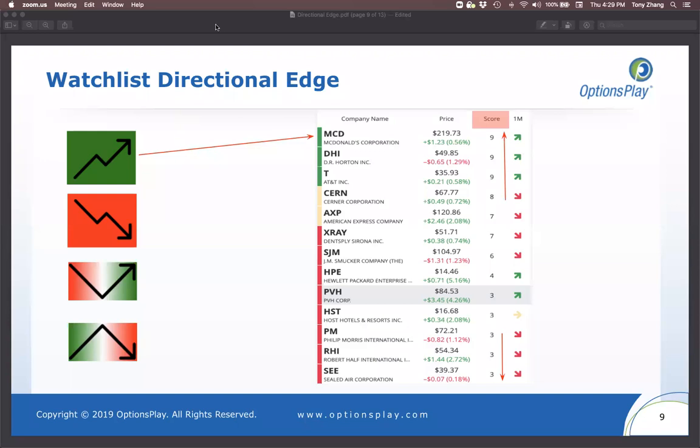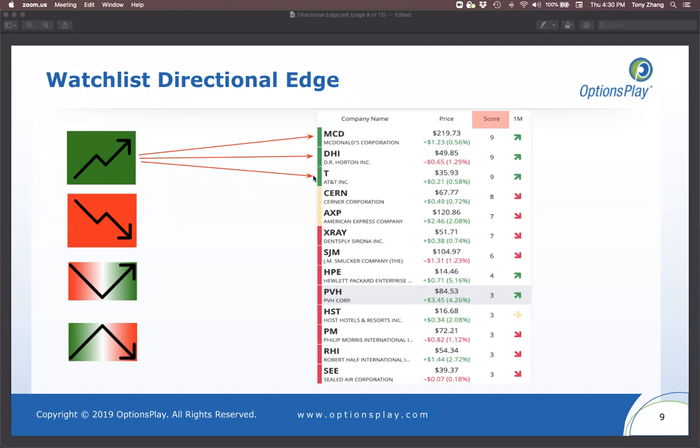Then what I do is I look at the color across these symbols. Colors that are green tell me these are bullish stocks from a trend perspective. And because they're at the top of my list, these are not only strong stocks, these are strong stocks that are exhibiting bullish trends. So that's why McDonald's, D.R. Horton, and AT&T are what I would consider strong bullish stocks.